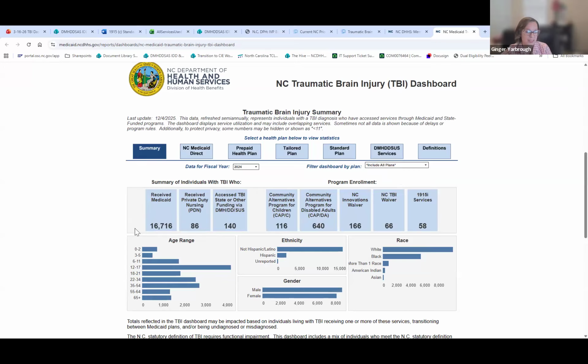You'll see 16,700 individuals with TBI have Medicaid in fiscal year 24. And then you'll see across the different programs, the number of people that are accessing these services. Again, please note these are from 24. So we're going to have updated numbers, and some of these numbers are really low. For example, 1915(i) had just launched. TBI waiver, that was almost 2 years ago at this point. So the numbers have definitely changed since then.